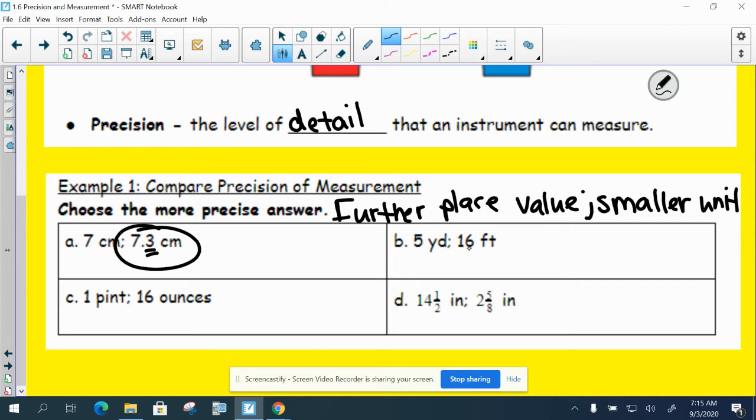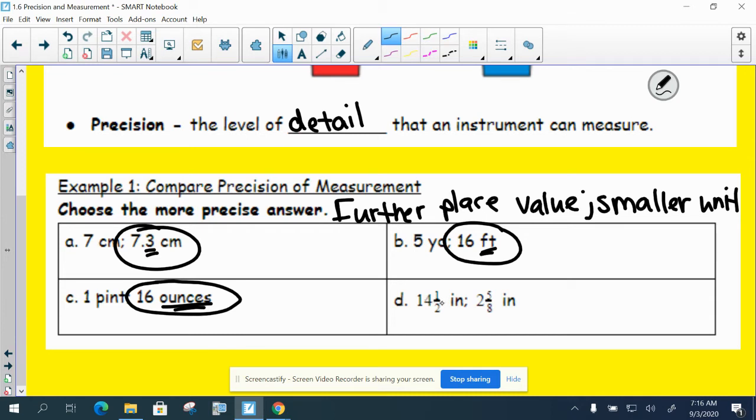What about 5 yards and 16 feet? Well, they both go to the ones place, but feet is a smaller unit than yards. So this would be the more precise measurement, measuring something in feet. 1 pint or 16 ounces. Since ounces, once again, is a smaller unit than pint, 16 ounces would be the more precise answer.